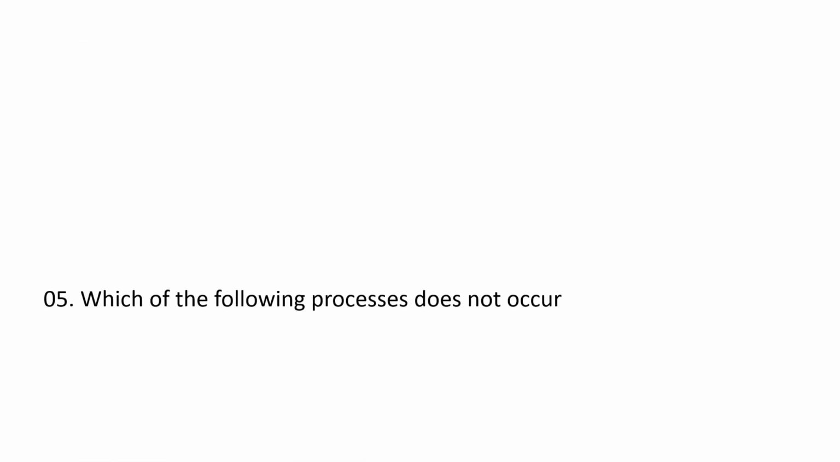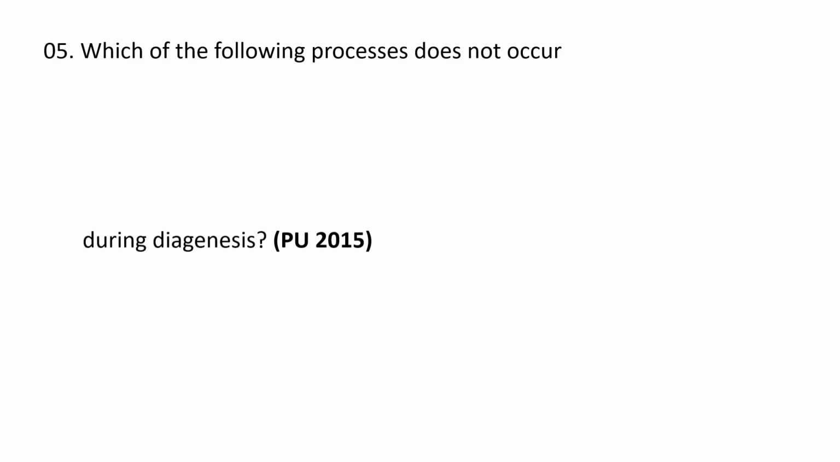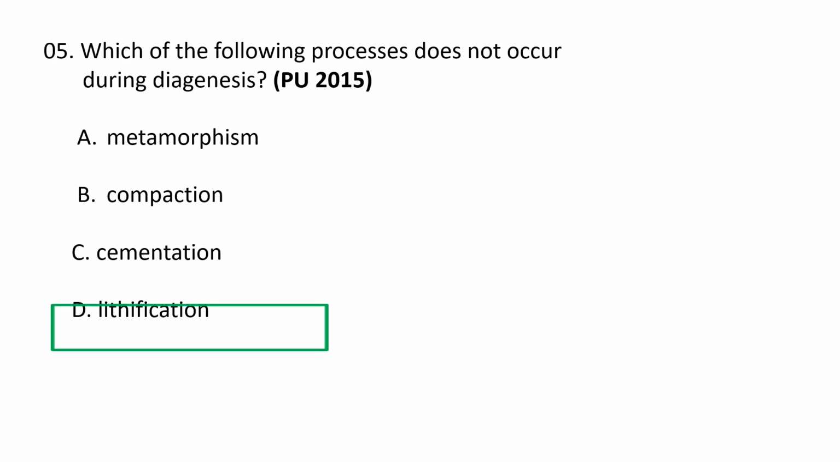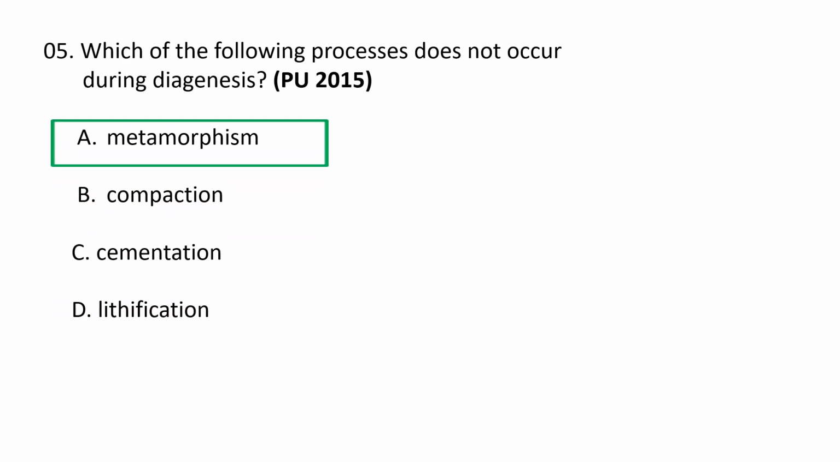Next question. Which one of the following processes does not occur during diagenesis? Options are A. Metamorphism, B. Compaction, C. Cementation and D. Lithification. The process which does not occur during diagenesis is metamorphism. Metamorphic processes, which involve significant changes in temperature and pressure, do not occur during diagenesis, which refers to the changes that occur in sediments after deposition and before metamorphism.